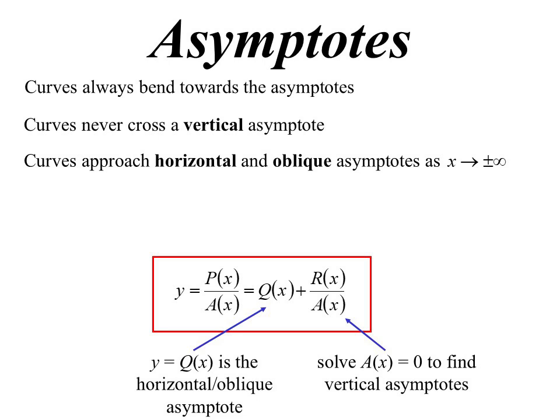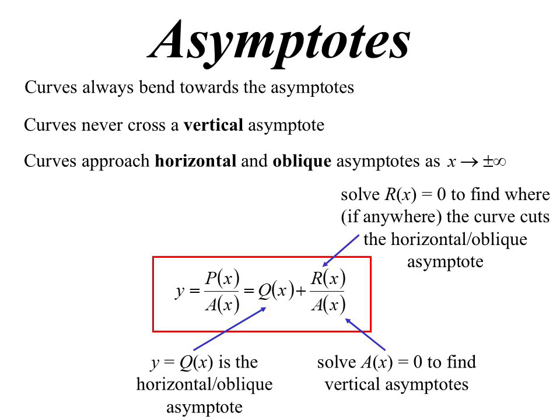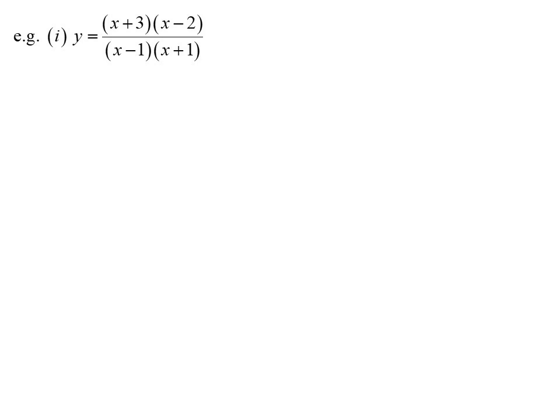And then if I look at the remainder, if it's possible for that remainder to equal 0, that's where it will cut the horizontal or oblique asymptote, if it does indeed cut it. Now with that information, I can draw a nice curve. I've already factorised it. If I want to do my polynomial division, it actually would have been better if it was expanded out, I suppose.